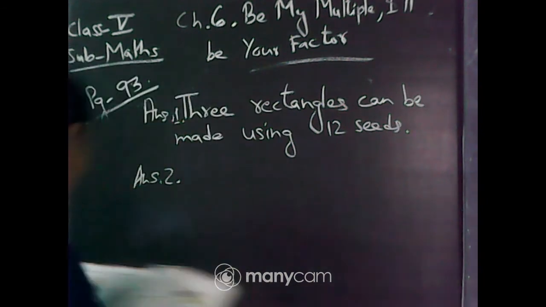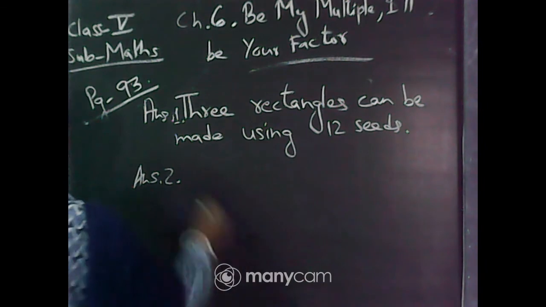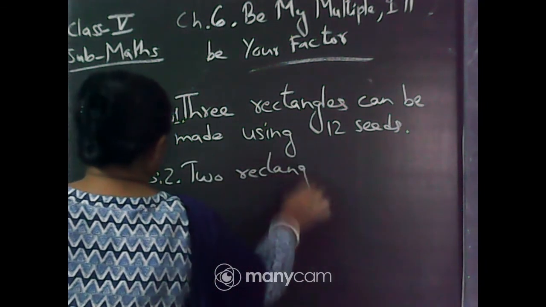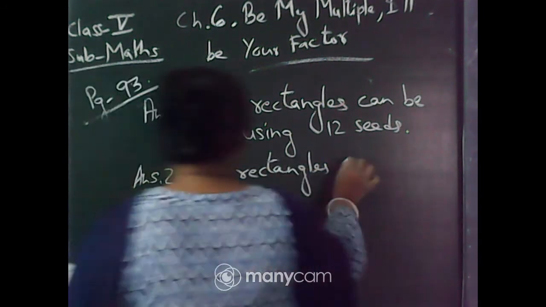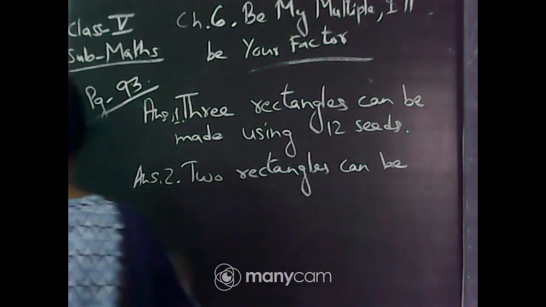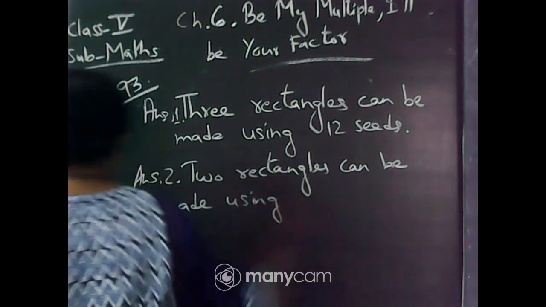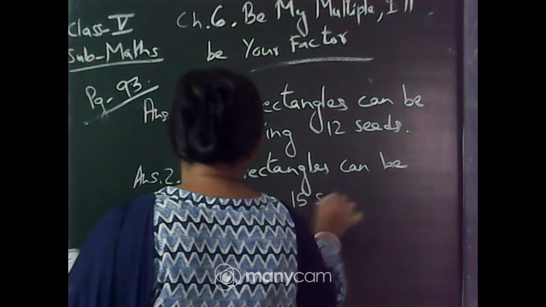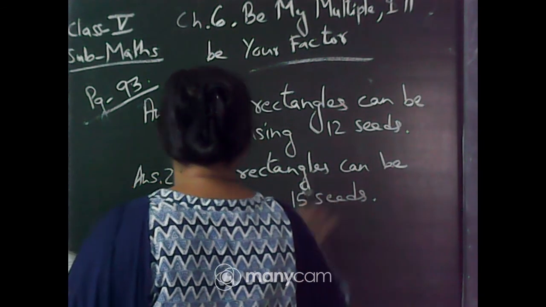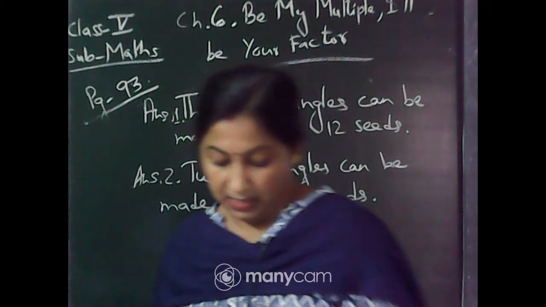So write the answer. Two rectangles can be made using 15 seeds. Okay. So 2 rectangles can be made using 15 seeds.